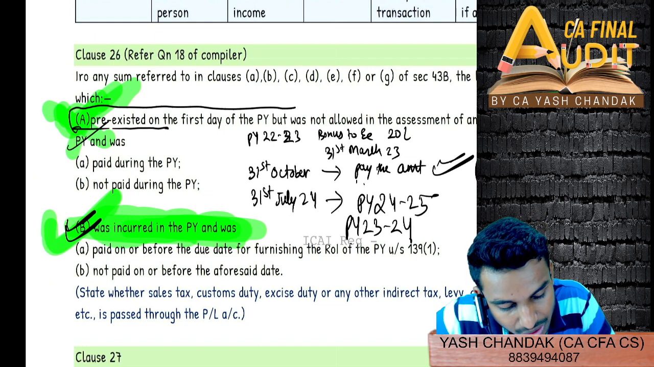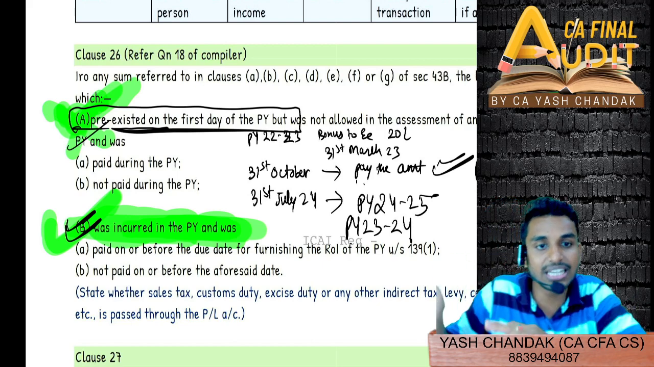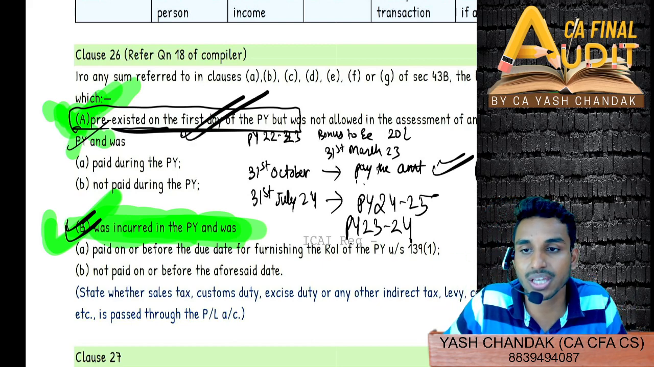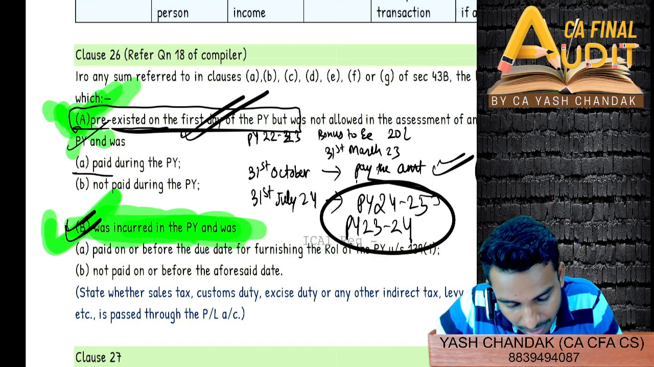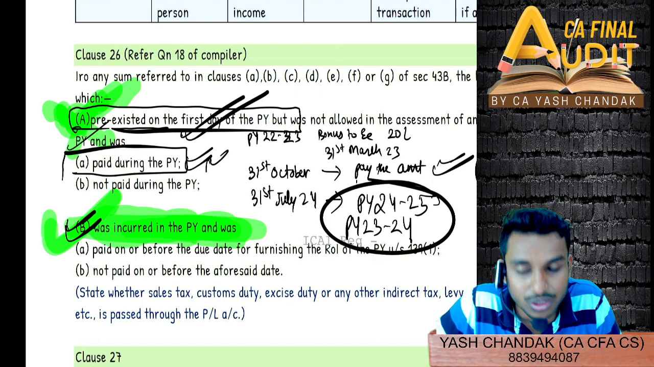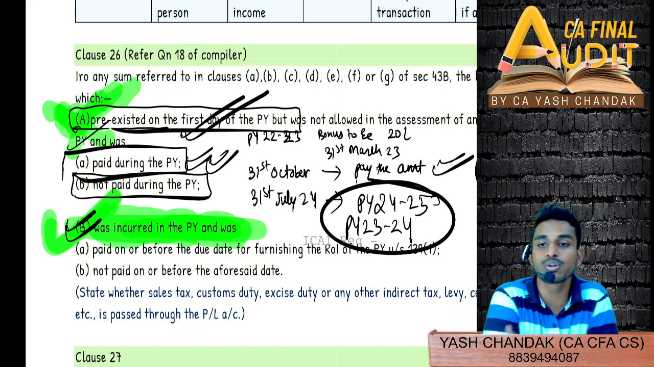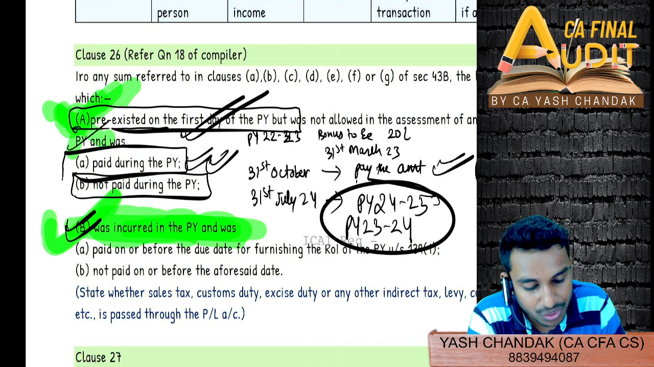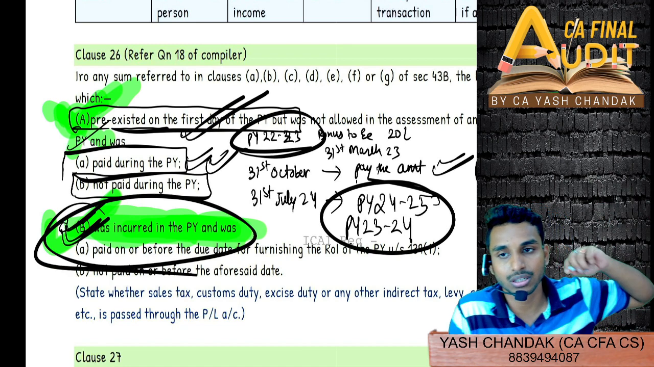Because this pre-existed on the first day of the previous year. This liability was already there on the first day of the previous year. Now you have to determine whether you paid during the previous year, then you will disclose the amount here. And if we still have not paid the amount, then this will be disclosed here. And for previous year 22-23, it will be disclosed in point B and not point A.